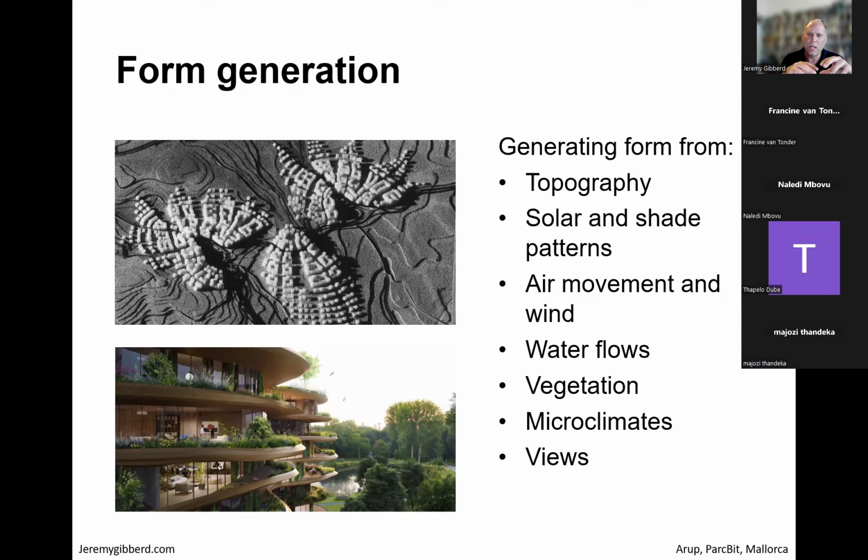The one below is similar, is that the whole shape of a fairly high density building was generated really by getting good access to daylight, views, having space that can be planted, etc.